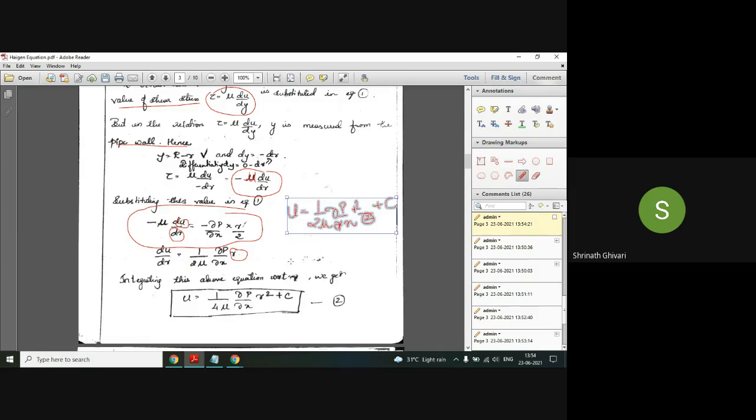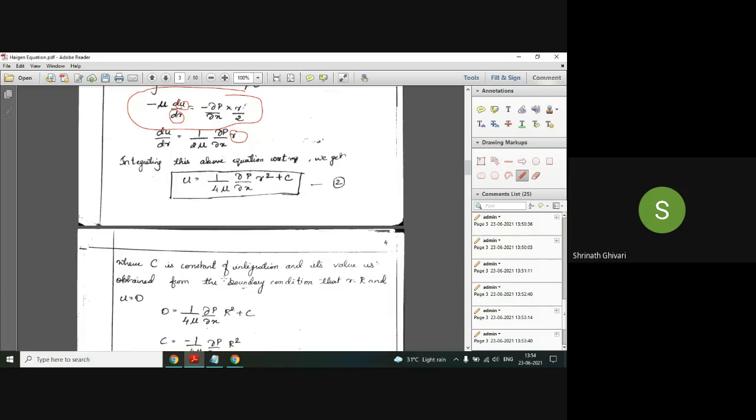Okay. So that's why it is 1 by 4 mu dou p by dou x r square plus c. This is equation 2. Now, where c, whatever, when we integrate, we get a constant of integration, that is c, and its value is obtained from the boundary condition that when r equal to R and u equal to 0, whenever r is equal to capital R, that time velocity is 0.